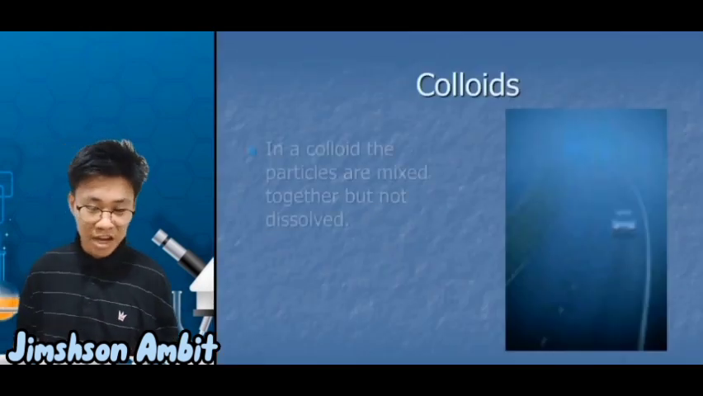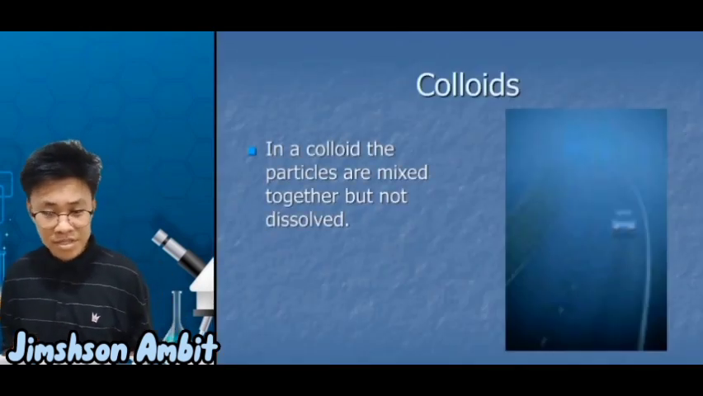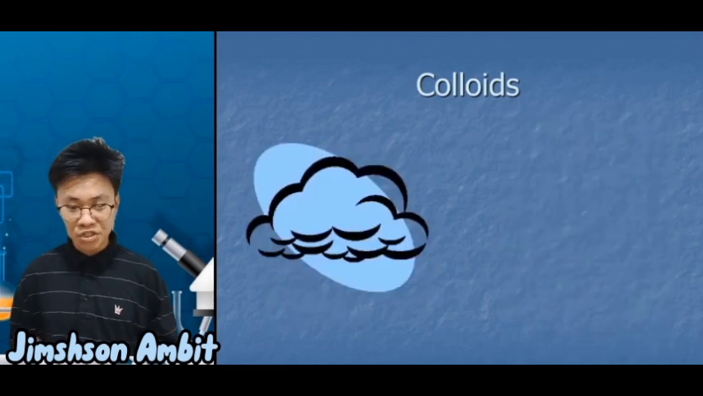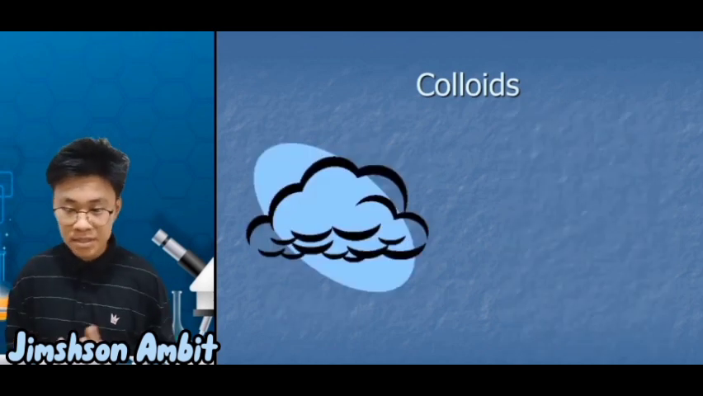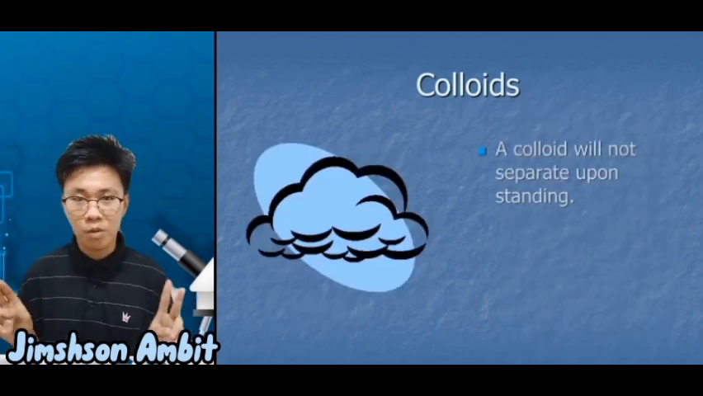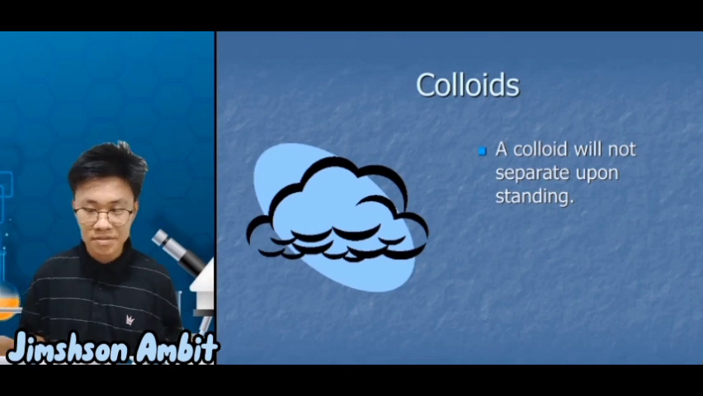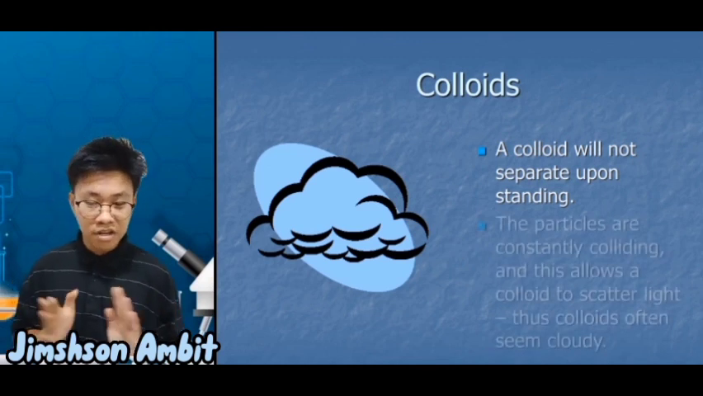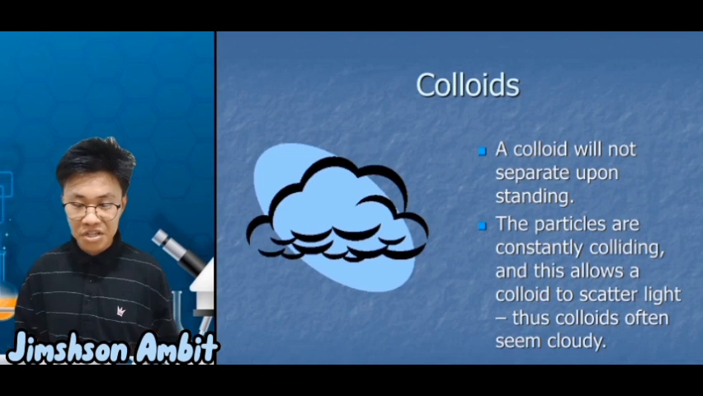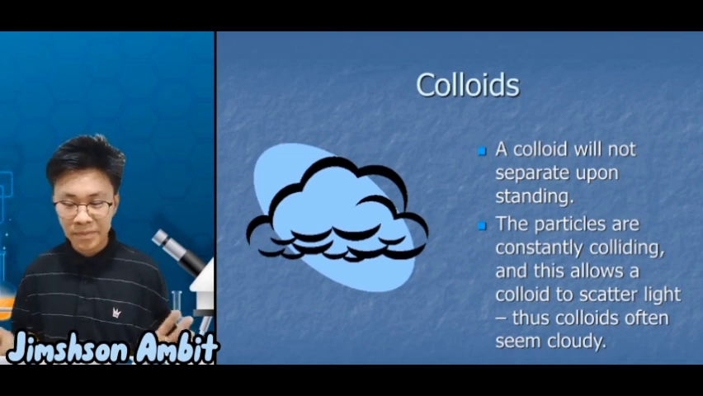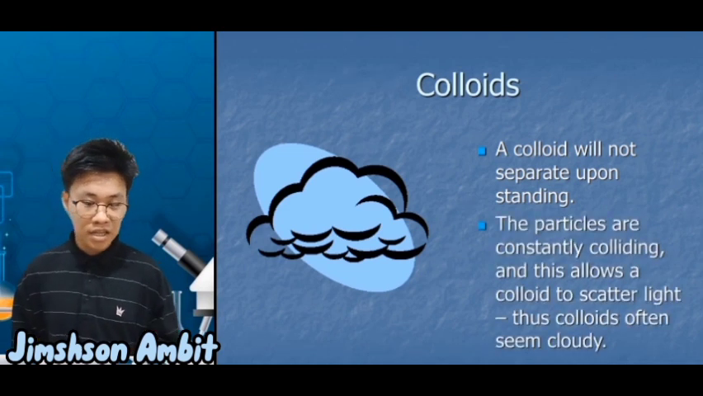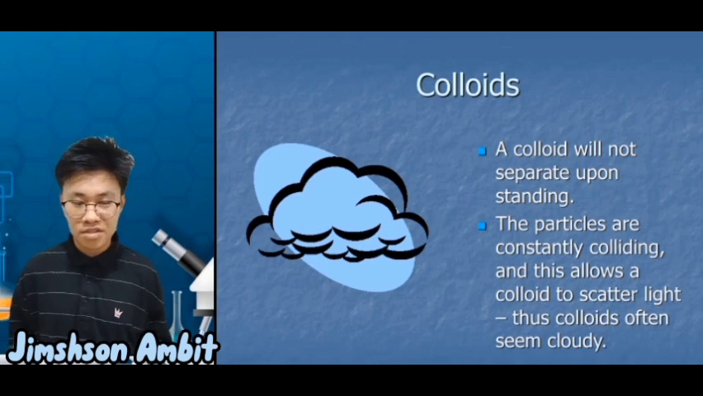So here we have colloids. Colloids are a type of mixture where the particles are mixed together but not dissolved. The particles in colloids are relatively large and are kept permanently suspended, resulting in a cloudy or milky appearance.